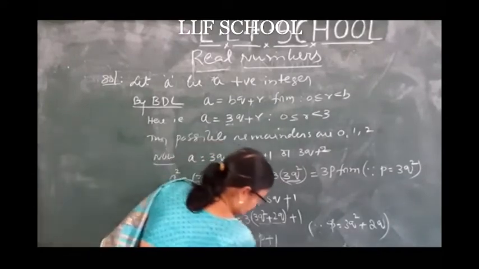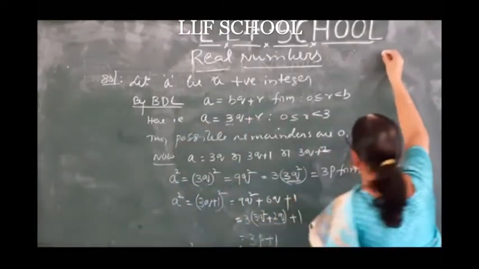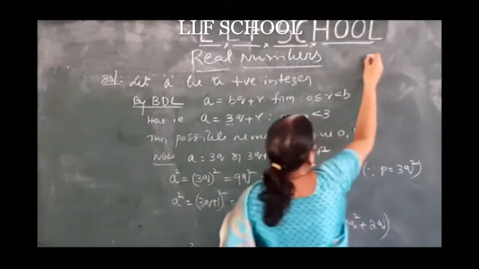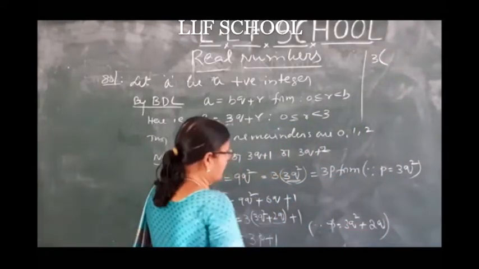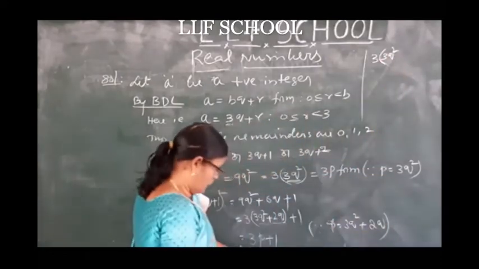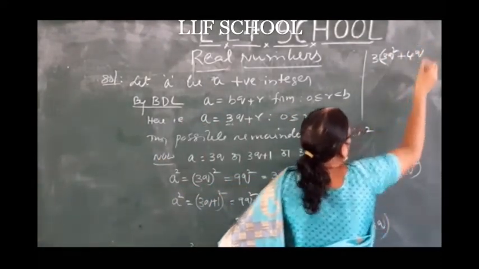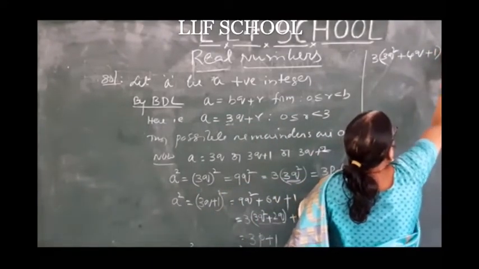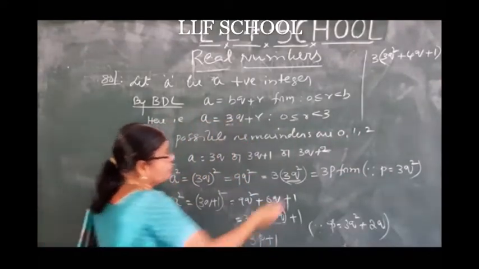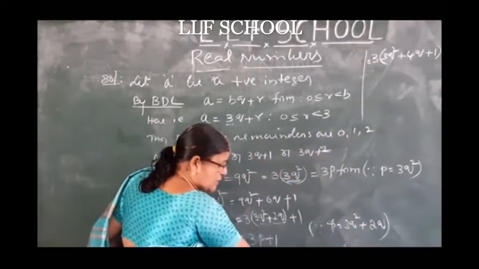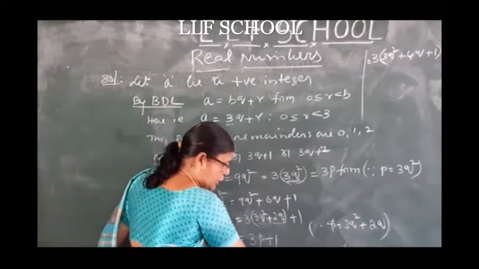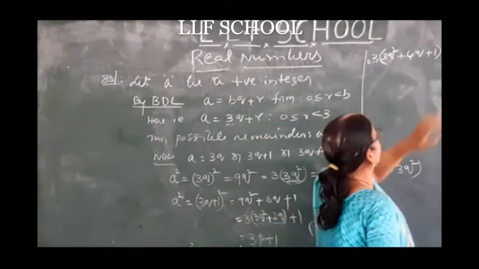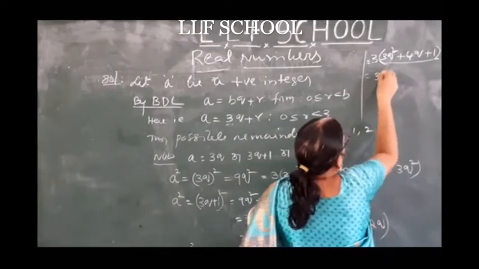So in this, what is the maximum common? 3. Take 3 common: 3 divides 9q square giving 3q square, 3 divides 12q giving 4q, and 3 ones are 3, plus 1. So 4 is expressed as 3 plus 1, then 9q square plus 12q plus 3, in this only 3 is common. The quotient within the bracket, plus 1. Let this be p now. This is 3p plus 1.